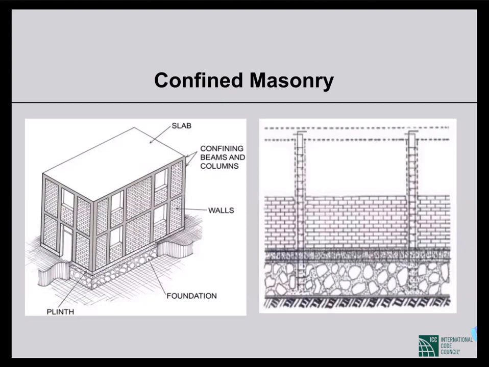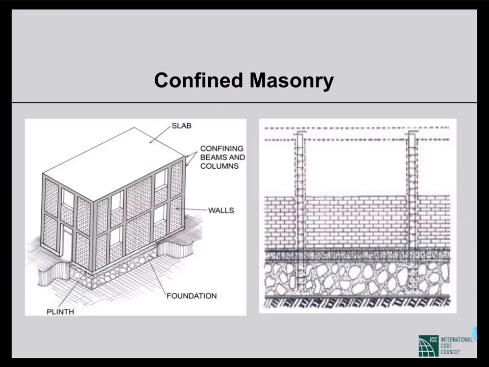If there is any cross wall, in this figure we don't have a cross wall. If we had another wall in the perpendicular direction of any wall, then at the intersection we have to have a confining element if that intersection is more than 1.5 meters away from another confining element.